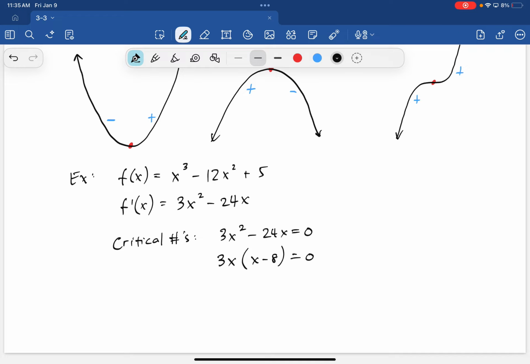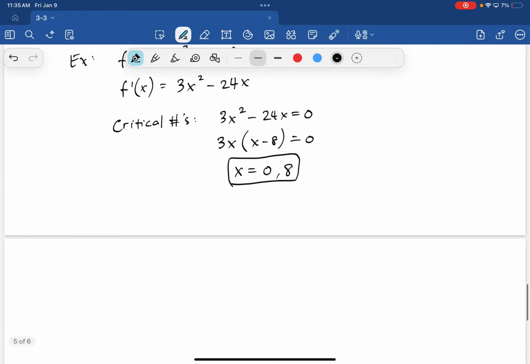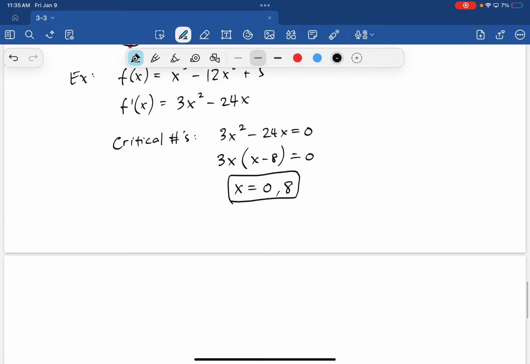So this is 0 whenever x is equal to 0 or 8. So those are our two critical numbers. And then the next question is to ask which ones of those are maximums and minimums. And we have to do that by first finding the intervals where it's increasing or decreasing. And then we'll use this information to tell us whether they're maximums or minimums. Yeah, 3 steps, a lot.